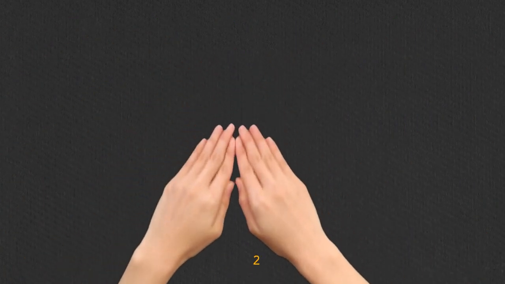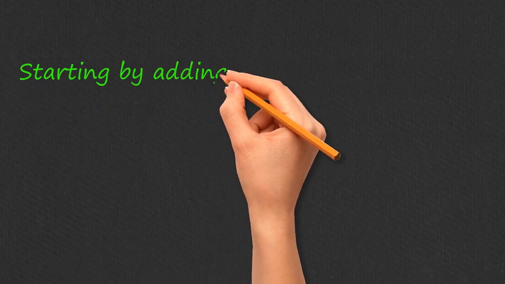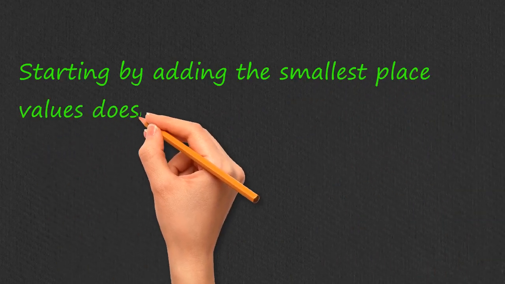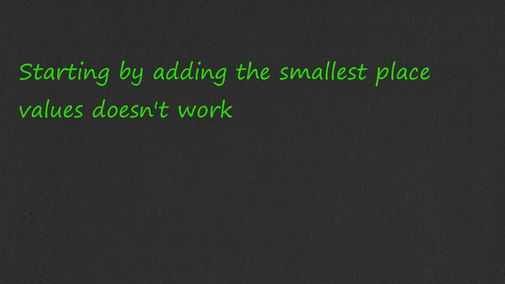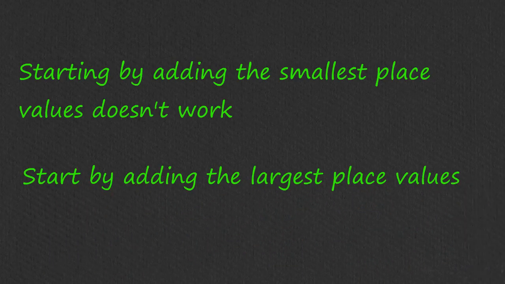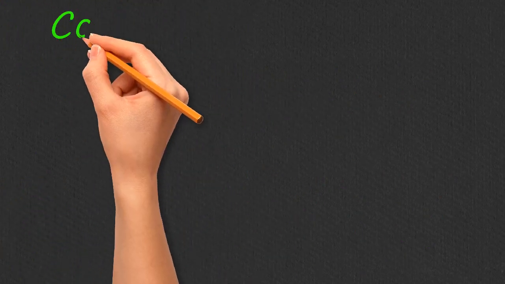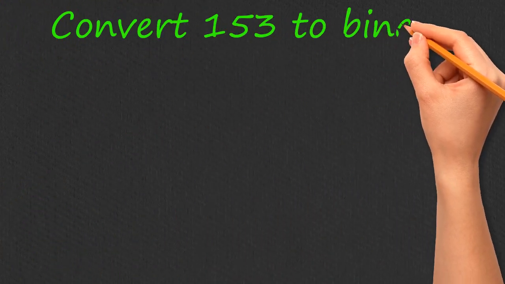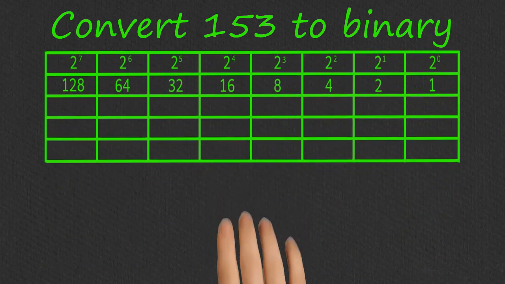Okay, now we have seen two examples in which starting the conversion by adding the smallest place values does not work. Let us not waste more time, and for the next conversion, just start straight away by using up the largest possible place values first. Let us convert the decimal 153 to binary. Here is the blank place value table again.